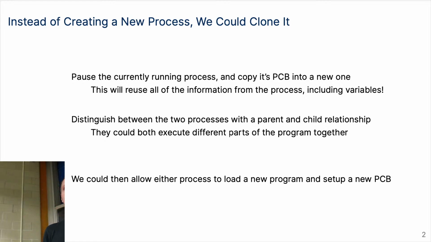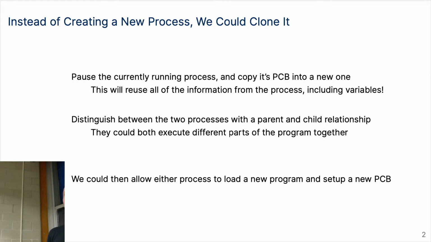So the other option is, instead of creating a new process and then loading a new program and starting to execute it, we could just clone the already running one. You can pause the currently running process and make a complete clone of it, so copy its PCB into a new one, so that's exactly where it's executing, all the files it has open, and all of its memory and everything like that. Then you now have two copies of the same program executing, and you'd have to distinguish between them somehow, otherwise you would just have exact clones.